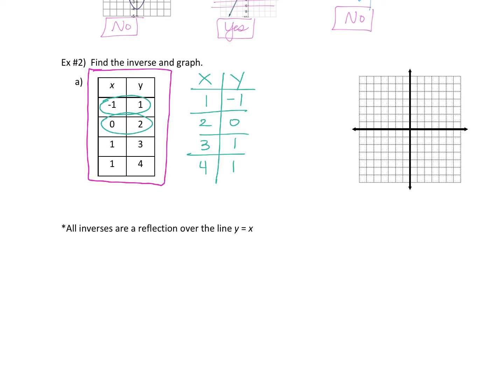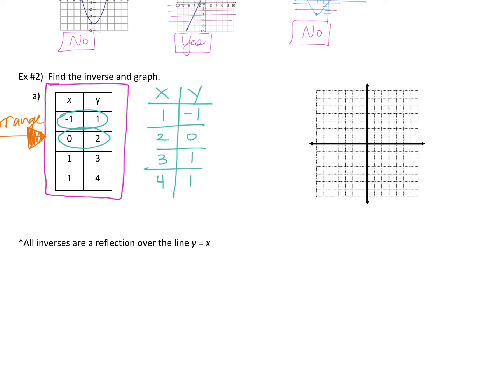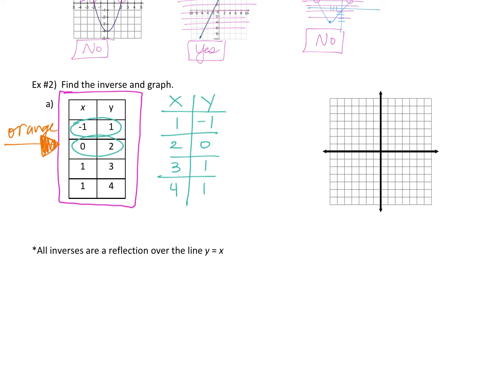Okay? Now, we're going to graph both of them because I want you to see what I want you to see. So for this first set of points, I'm going to do this one in orange. Okay? You don't have to, but just so you know which one I'm doing. So we've got -1, 1. You know what? I'm going to move this a little bit just so we're a little closer.